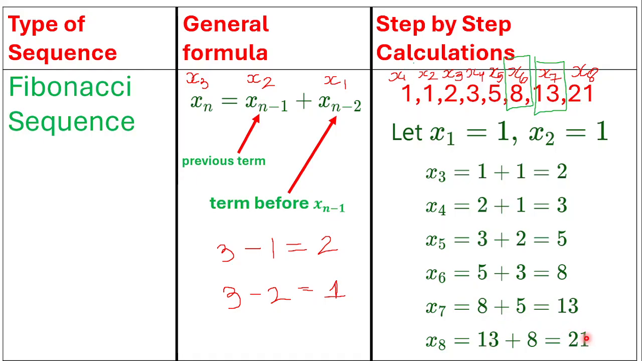And that's how we use the general formula for the Fibonacci sequence to find the next term in the sequence. Now you could also do x9 on your own, and x10, and so on. All you have to do is add the two previous terms.